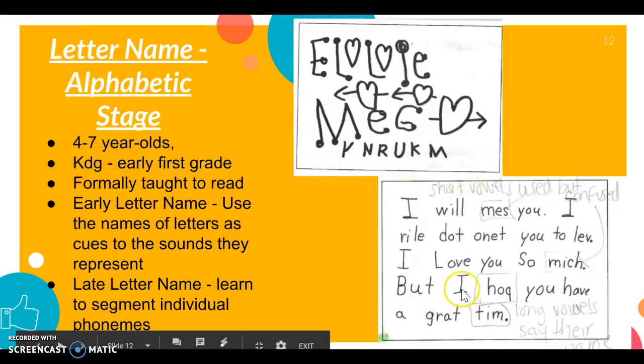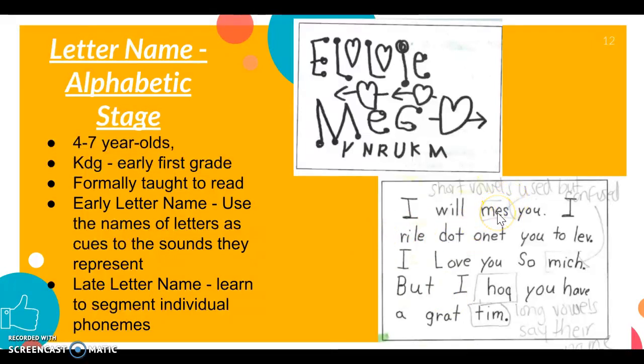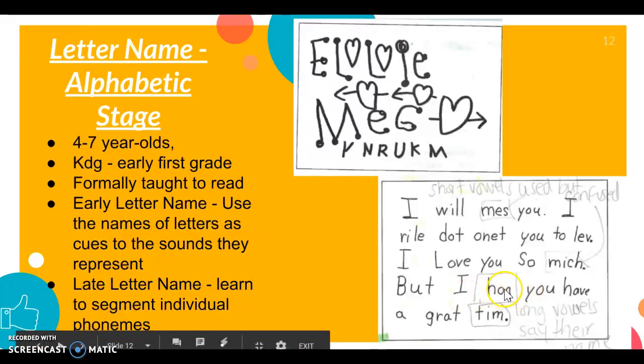Letter name late stage, right here, they learn to segment individual phonemes, and oftentimes at this point in the stage, they know some vowel sounds, short vowel sounds specifically, but they get them confused, such as using an E instead of an I. They do not yet have down the long vowel patterns because there are numerous long vowel patterns. So oftentimes they try to write words with long vowels, such as hope, and they leave off the pattern that makes it a long vowel. In this example, it would be an E at the end.